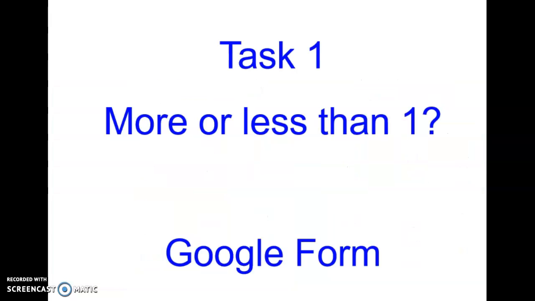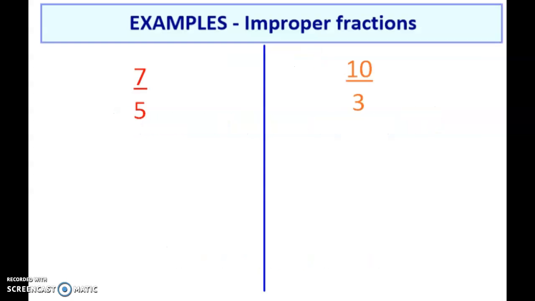So I would like you to go back onto our Google Classroom and have a go at task number 1, more or less than 1. For each fraction, you need to select if it is more than 1, an improper fraction, or less than 1, a proper fraction. Pause the video now. How did you get on? Did you get a good score?